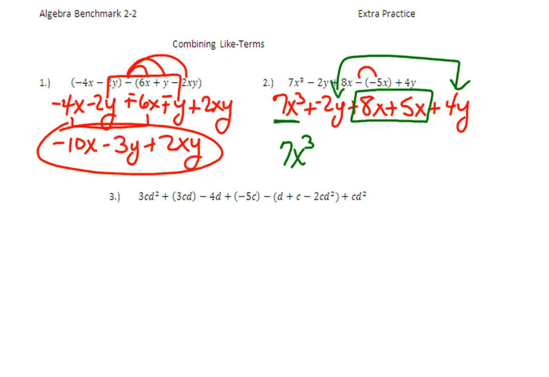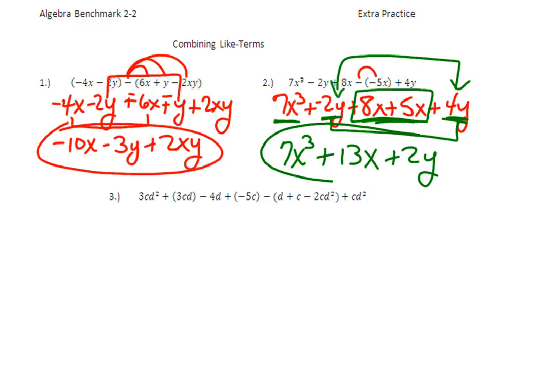So 7x cubed, then have negative 2y, or let's do x's first. Let's do 13x's, and then the y's. So negative 2y plus 4y is positive 2y. Circle that answer. That's all we can do. Don't try to combine those together any further, because they're different units.